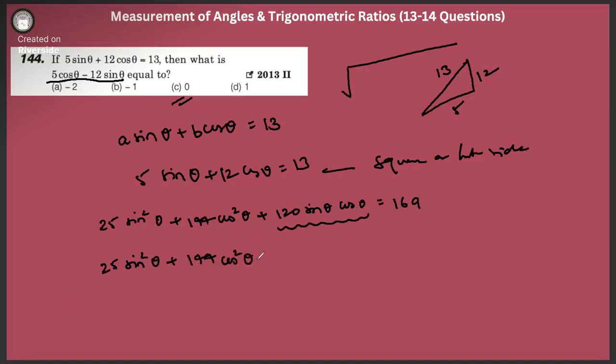44 cos square theta. Sir, we can change here that sine square by 1 minus cos square and cos square by 1 minus sine square. Will that help? Yeah, sir, we will get that finally we will reach 5 cos theta minus 12 sine theta is equal.